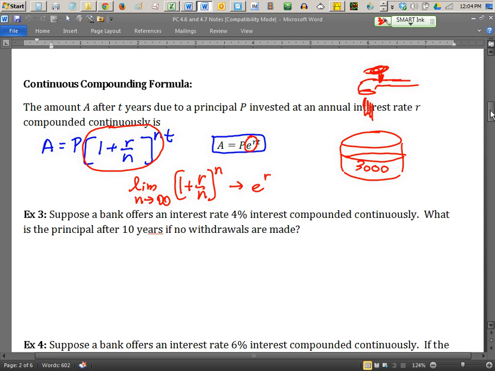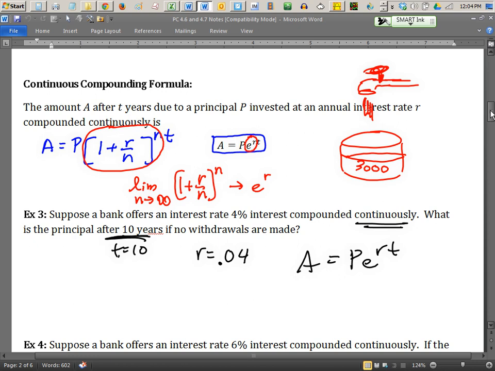It's actually really easy to do these problems because there's fewer variables. There's no n. So like on this problem, they're offering a 4% interest, so you can see that r is 0.04. It's compounded continuously. That tells you you'll be using this formula and not the other one. Okay? It says after 10 years, so this is your t. T equals 10.